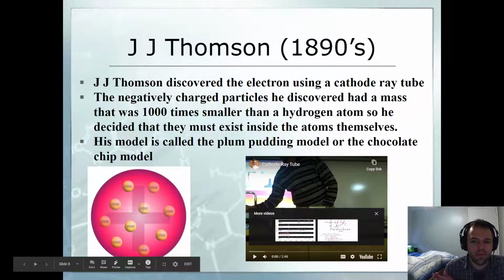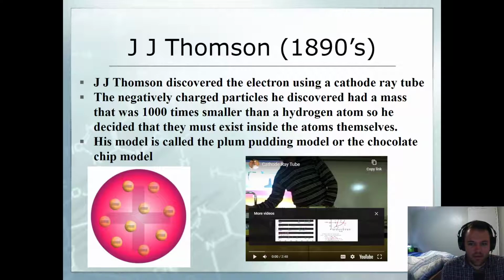Okay, so you can see how that was kind of a big deal, that he was able to find these little teeny tiny particles that he called corpuscles, but today we call them electrons. And his explanation was that these must be particles that are inside the atom. So his model, he ended up calling it the plum pudding model, or the chocolate chip model, is what I like to call it, because I've never seen a plum pudding in my life.